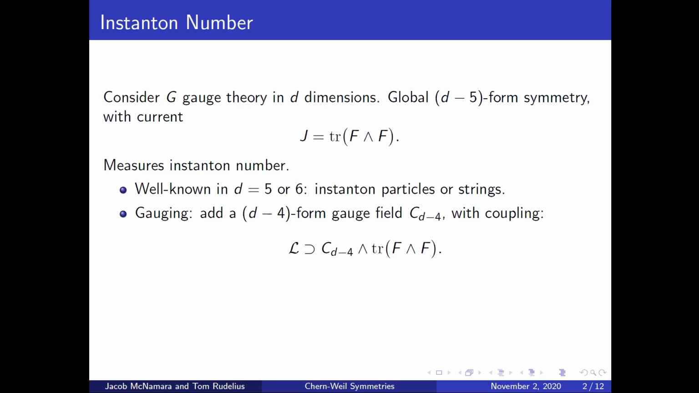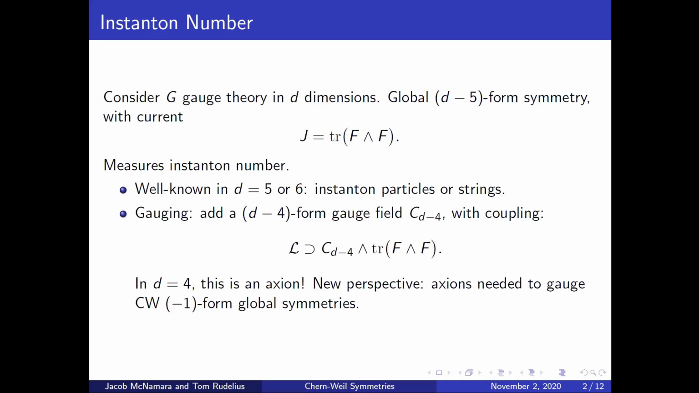So what would it mean to gauge this symmetry? Well, that's pretty straightforward. We would just take some (d-4)-form gauge field, C_{d-4}, and add a coupling in the Lagrangian between our gauge field and trace F wedge F. So this is a sort of triple Chern-Simons term that we're very familiar with. And just to point out, in d equals 4, this is an axion. And this is very familiar, of course, from string constructions. But the point is that this gives a new perspective on the necessity of axions in string constructions. The axion is there in order to gauge a Chern-Weil global symmetry. And in this case, it's a -1 form global symmetry.